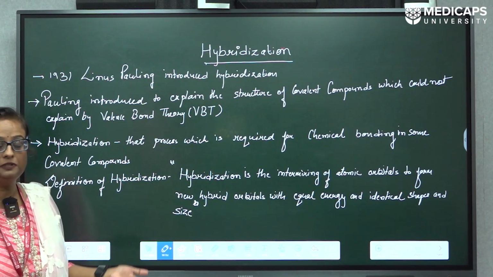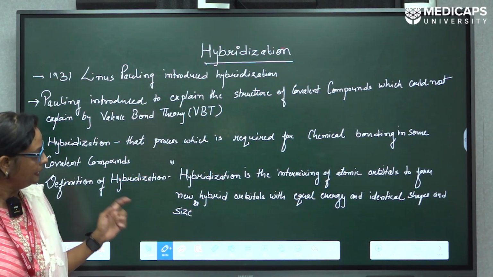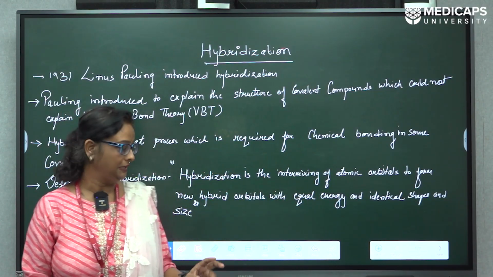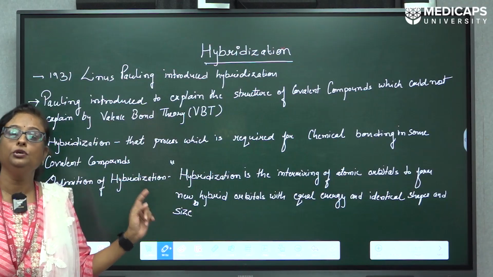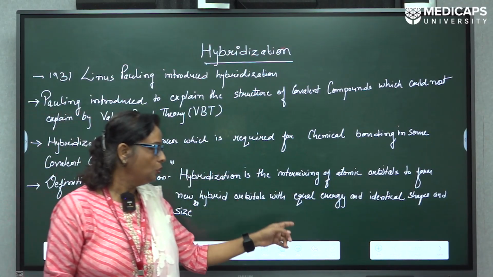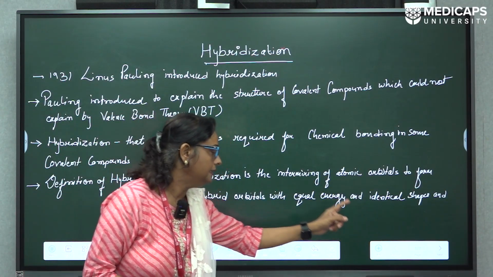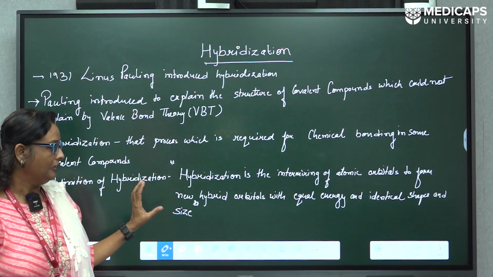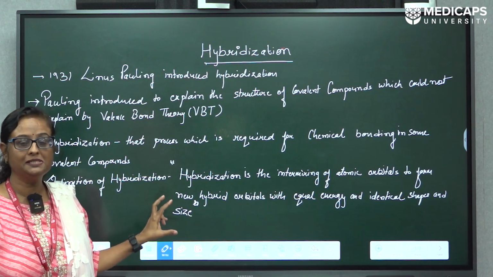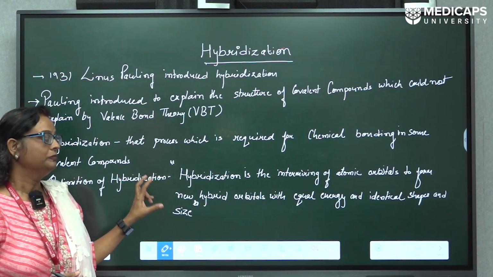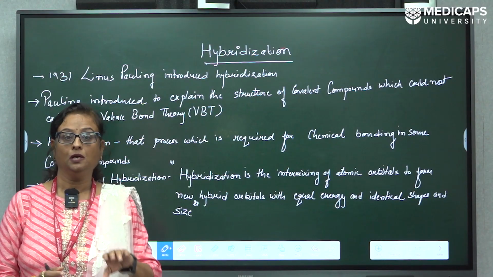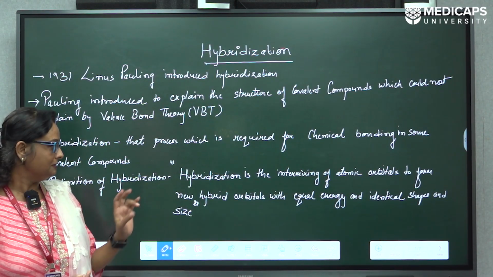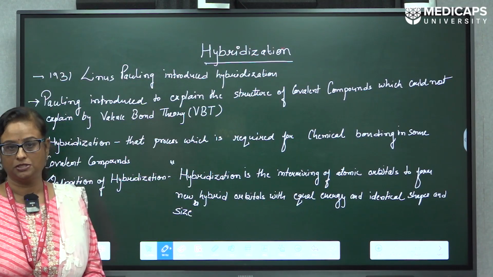So what is the definition of hybridization? Hybridization is the intermixing of atomic orbitals to form new orbitals with equal energy and identical shape and size. So this is the definition, and in this intermixing of atomic orbitals, the new orbitals will form with equal energy and identical shape and geometry. So this is the basic concept of hybridization.